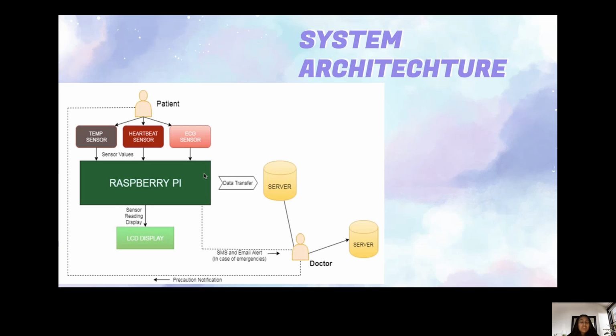Then if there is any error in the reading, if the temperature is greater than the required temperature, if the heartbeat sensor detects heart palpitation, or if the ECG sensor reading has an error or is very high compared to the given amount, then an SMS and alert email are sent to the doctor in case of emergency, and the doctor can go through the server and see the data from the database itself.